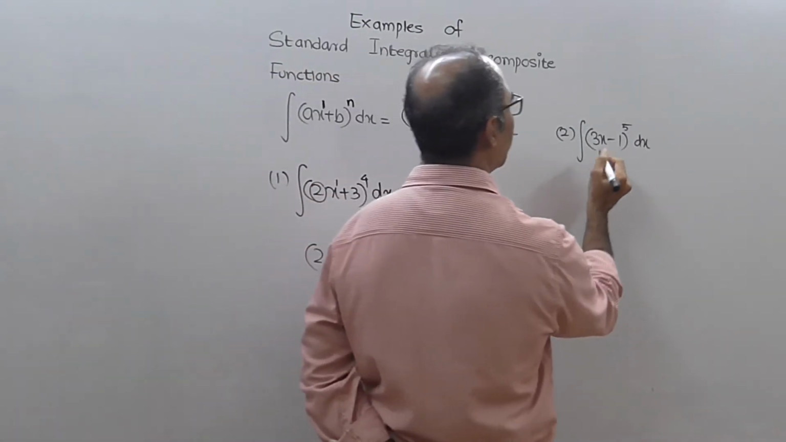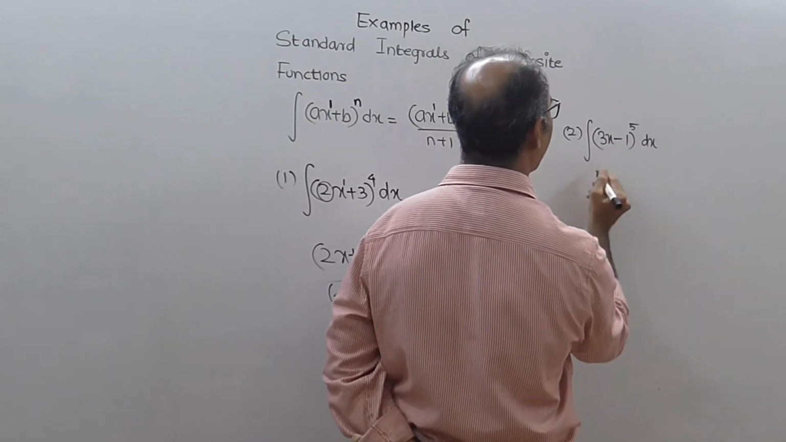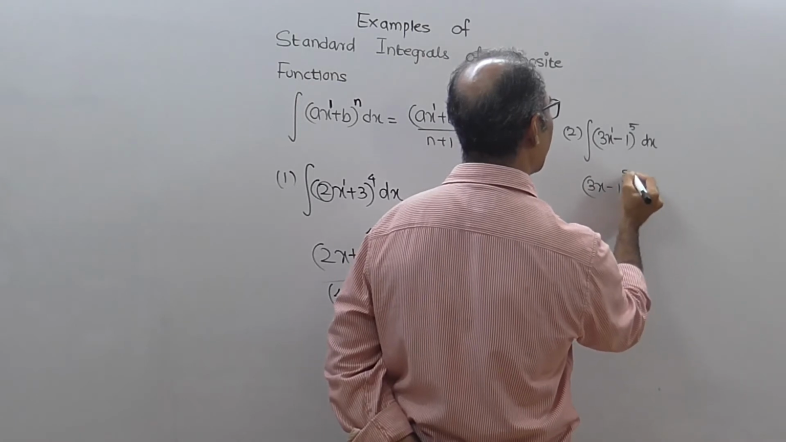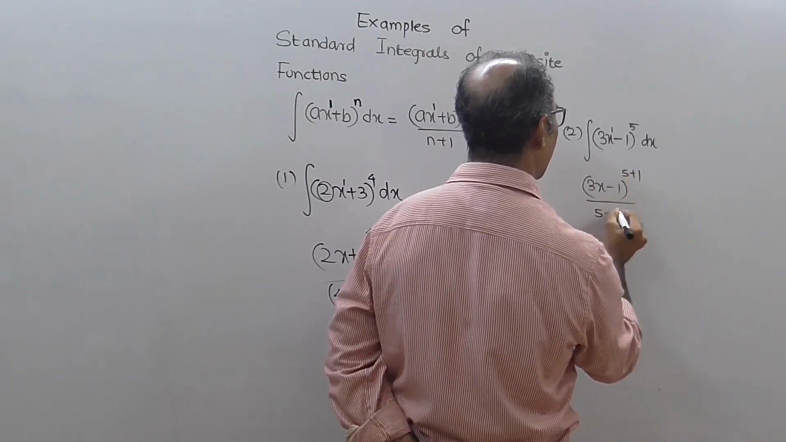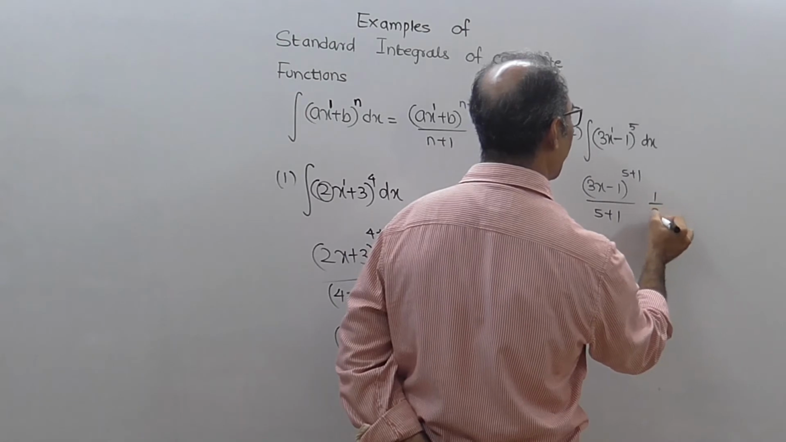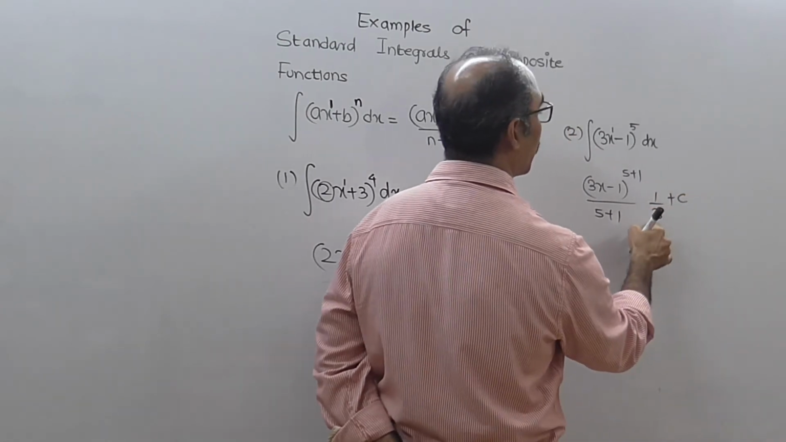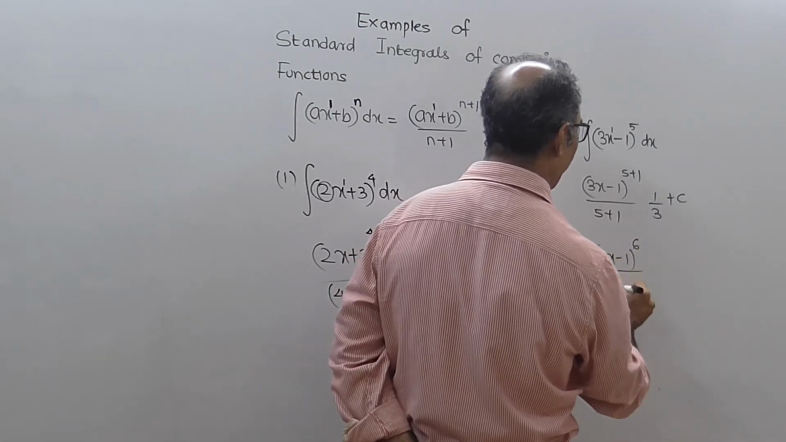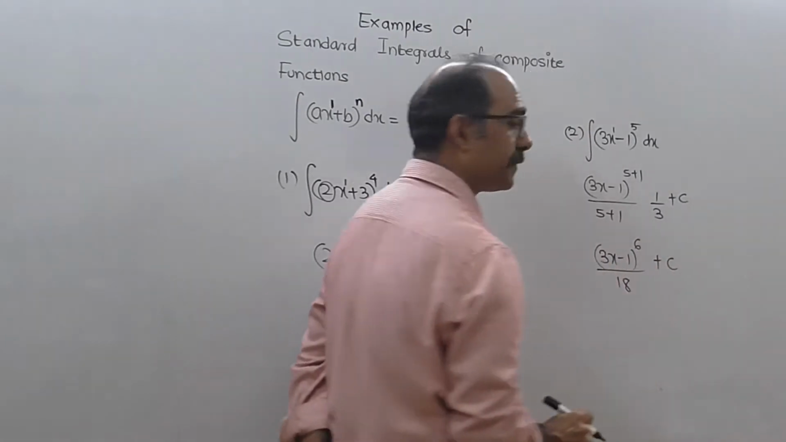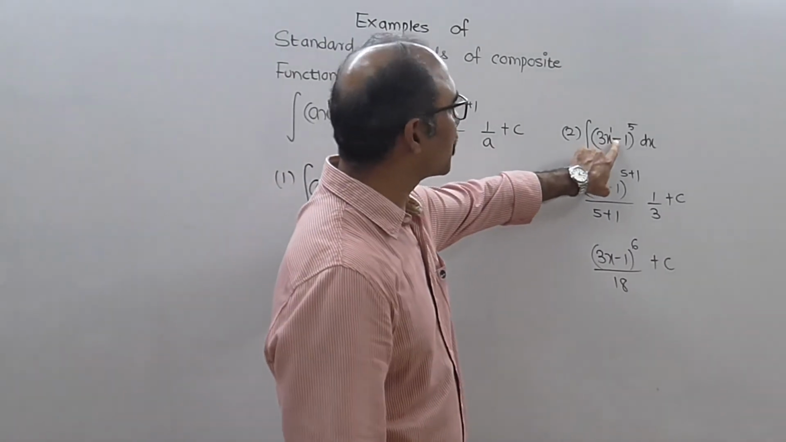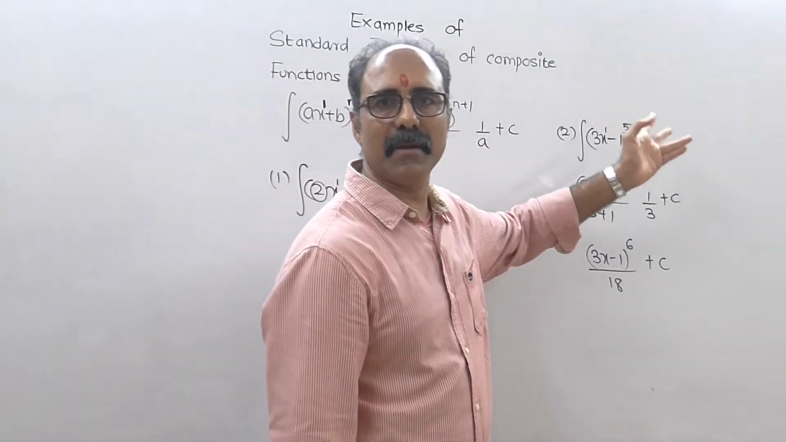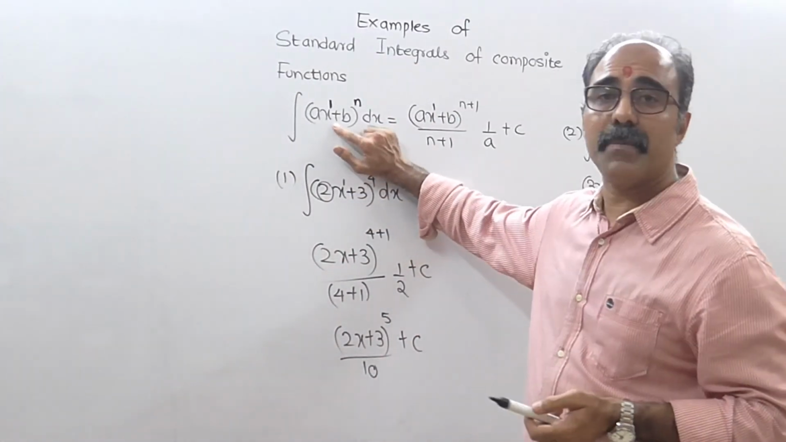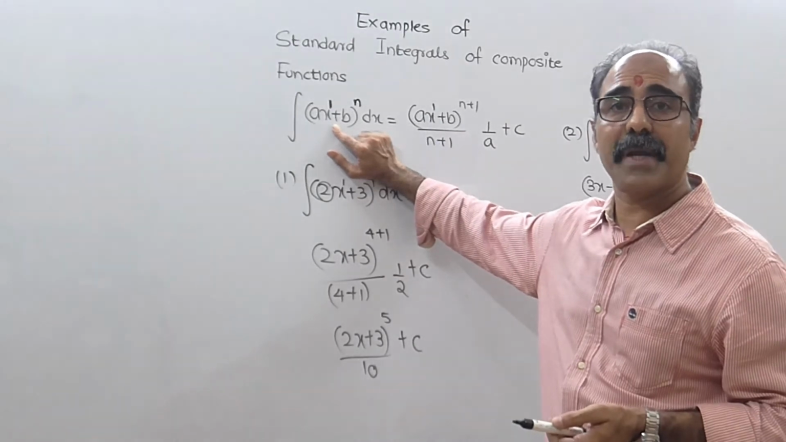Let's go for this. This is ax plus b raised to n. Power of x is 1. So you will have 3x minus 1 raised to 5 plus 1 upon 5 plus 1 multiplied by 1 upon coefficient of x, that is 1 upon 3 plus c. This is 3x minus 1 to the power 6 upon 18 plus c. Now you must be wondering about 3x minus 1. So it is immaterial whether it is ax plus b or whether it is ax minus b. Otherwise, I'll have to give you multiple different types of formulas for ax plus b.